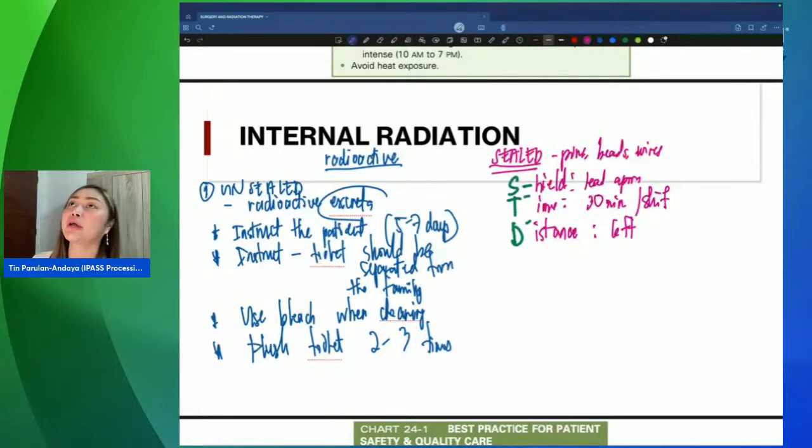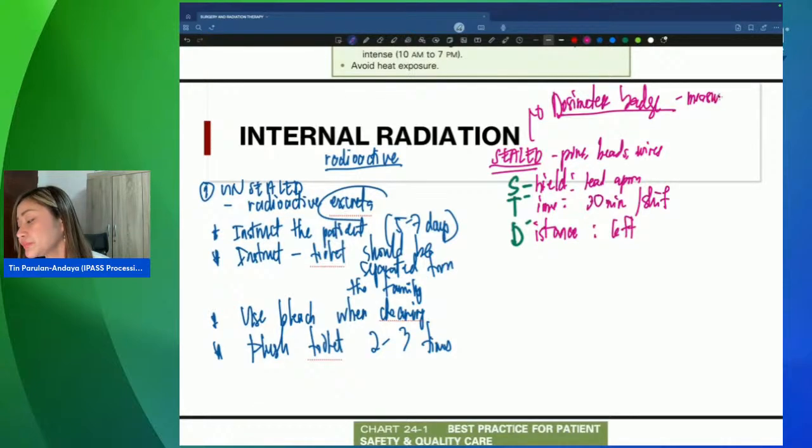It's very, very important, if you are the nurse assigned, wear the dosimeter badge. NCLEX loves to ask about this one. So when we talk about the dosimeter badge, will this dosimeter badge prevent the radiation exposure? The answer is no. This dosimeter badge will not prevent the radiation exposure. It will just measure the radiation exposure. All right, so these are the factors affecting the radiation exposure.